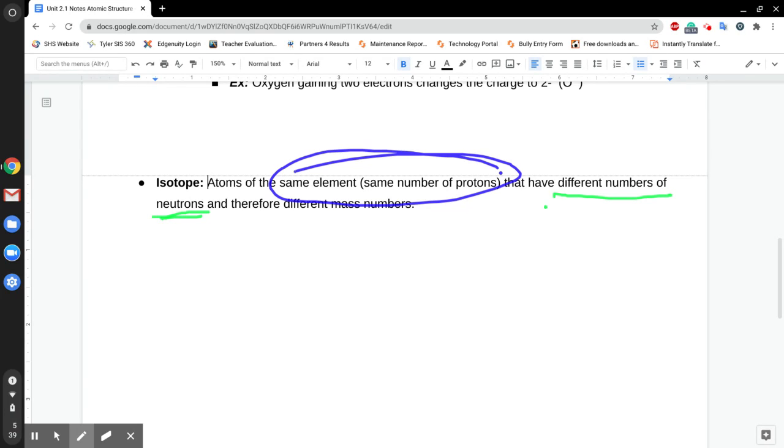So, isotopes can have a different number of neutrons. It can have a couple fewer, maybe one or two fewer, or a couple more. It just depends upon the element, the environment it's in, and its half-life, which is something we get into down the road. It all depends. But what you need to know now is that an isotope is an atom of the same element, with the same number of protons, that has different numbers of neutrons and therefore different mass numbers.